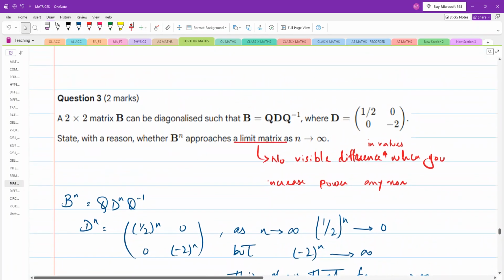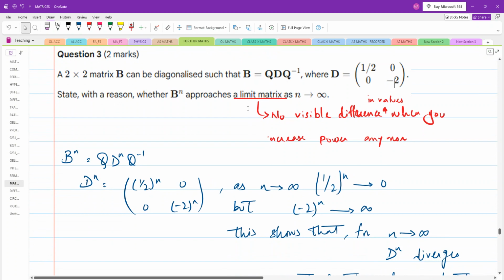If a 2 by 2 matrix can be diagonalized like this with D equal to this, state with reason whether B to the power of n approaches a limit matrix. A limit matrix basically means there is no visible difference in values when you increase the power anymore. So we essentially give these values a power so high that going any higher wouldn't make any more difference to their values. Now, will it reach a limit matrix or not?